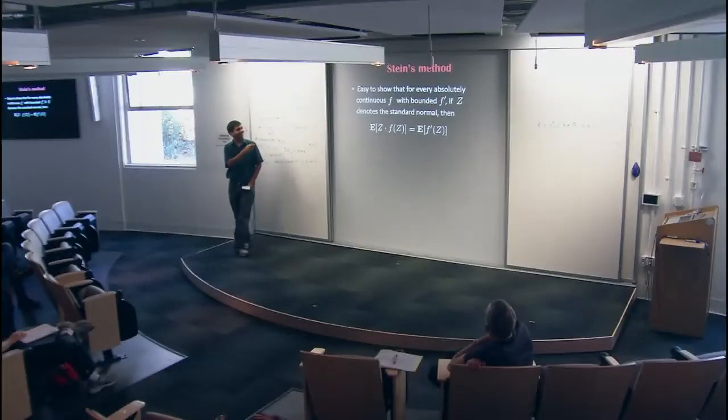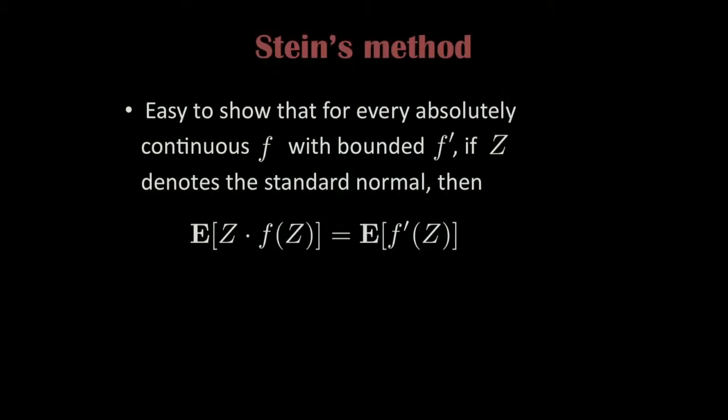Okay, so let me refer to them as nice functions. If f is a nice function and z is a standard normal, then the following identity holds good. Expectation of z times f(z) equals expectation of f prime(z). This is a very simple fact, and how do you prove it? Just integration by parts. Just write the expressions of z times f(z) and f prime(z), integrate, and you will see that. It's a very simple proof.